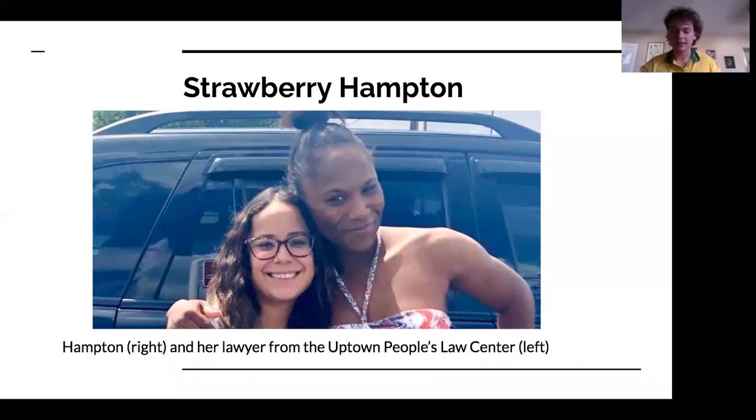Another facet of this is in October of 2019, a private Facebook group was discovered by Injustice Watch, where Illinois correctional officers were posting pictures of Strawberry Hampton and other trans women who were incarcerated in the Illinois Department of Corrections, and they were demeaning their appearance and posting transphobic slurs.